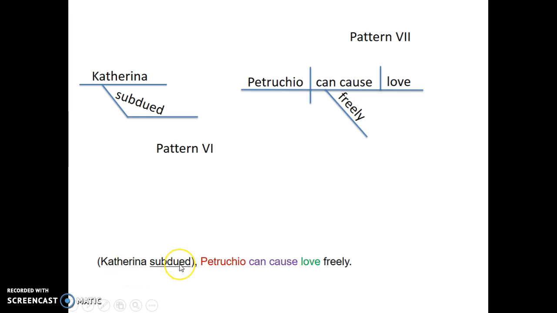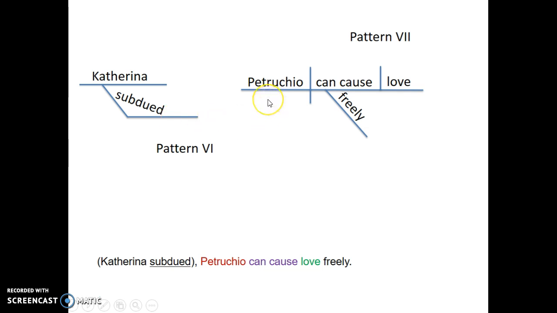So we have Katharina subdued. We start with, there's no subject or there's no verb there. We have a participle. So we're going to start with that. Nouns always go on the horizontal. Subdued is a participle, so it goes on the diagonal in the structure below. And because it is a verbal, it has a sentence pattern. Subject is Katharina. Subdued is an action verb with no direct object. So we have a pattern 6 for that part of it.